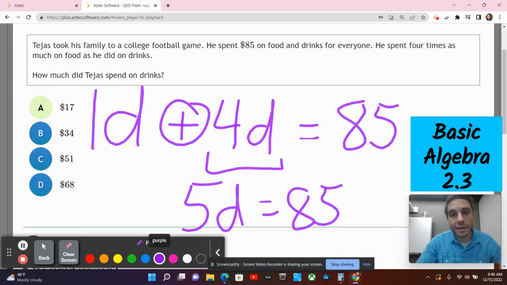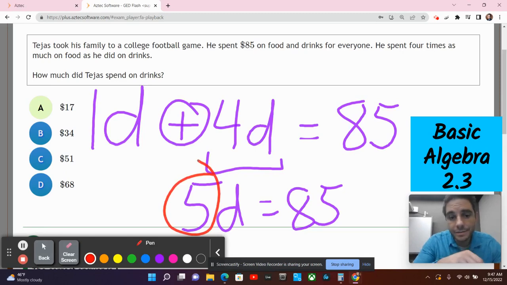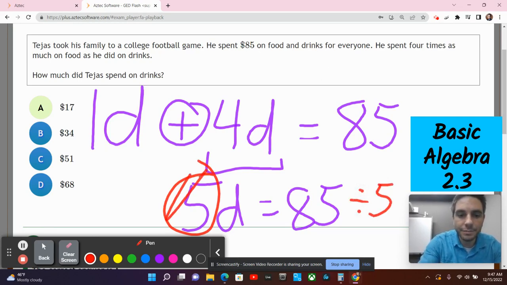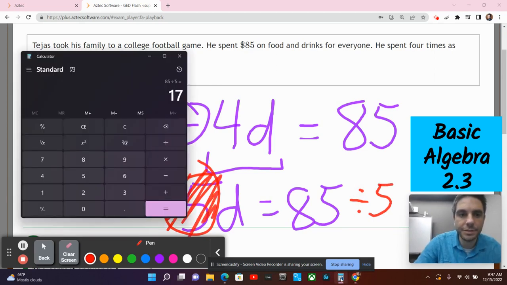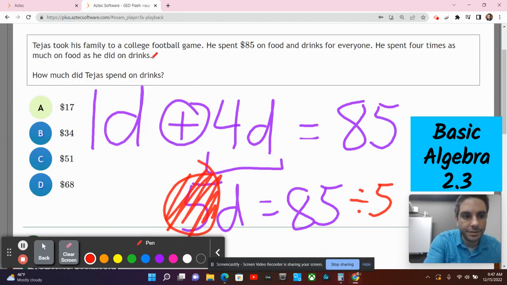Well, if we want to figure out what that number is, we can think in terms of opposites. The 5 is being multiplied by the letter D, but in this equation, if we wanted to shift it over to the other side, we can do the opposite of multiplying by 5, which is dividing by 5. And that will basically move this 5 over. 85 divided by 5 is equal to 17, which is our answer. So that's just another way of getting the answer.